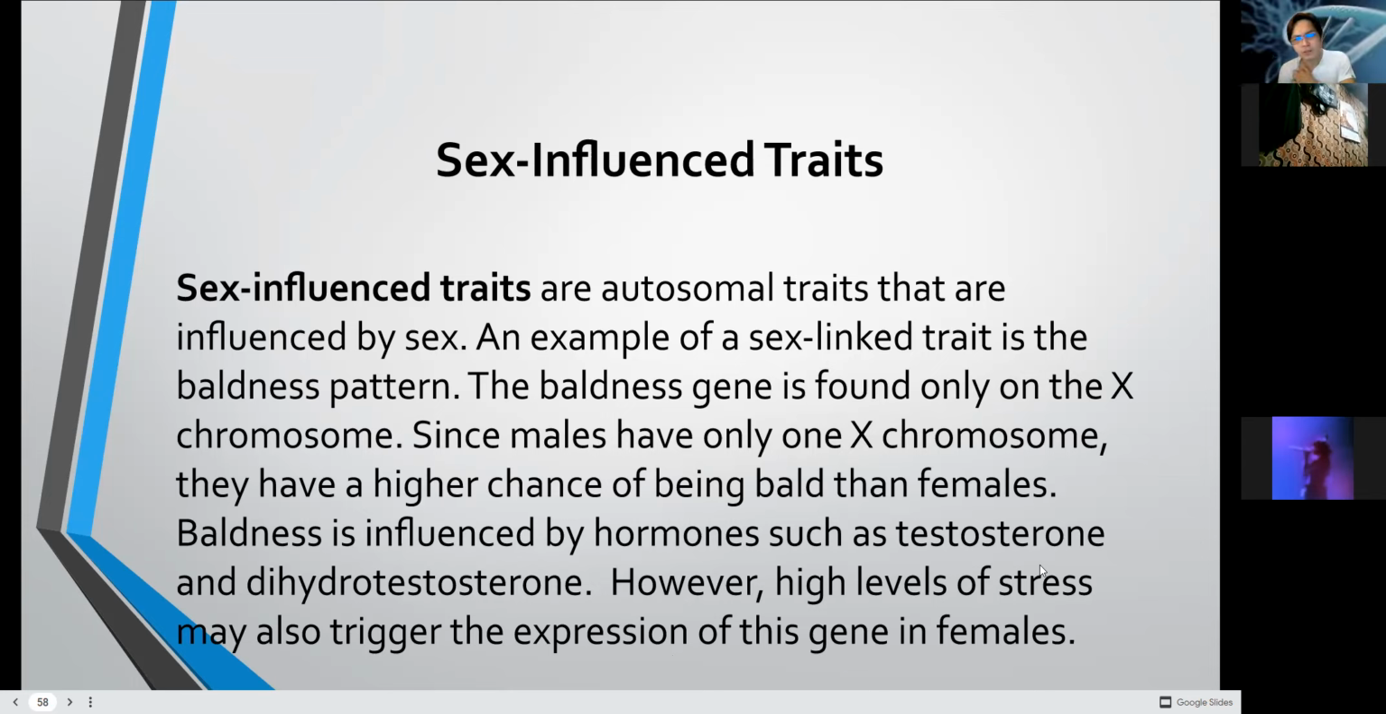Okay, external factor, which means stress. What else? The usage of chemicals, for example shampoo, and allergic reactions. So these can also cause baldness.